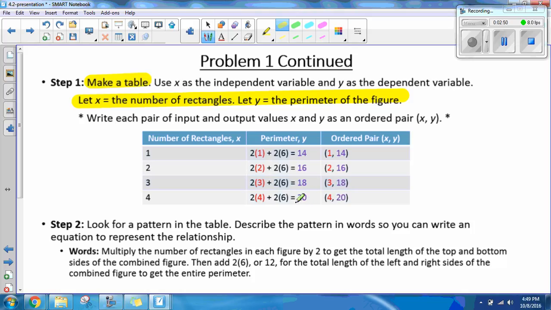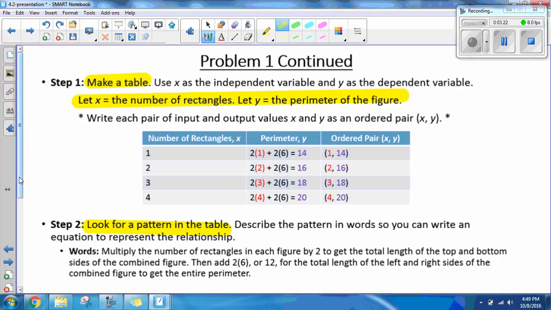We got these numbers by using the perimeter formula, 2 times the base, which is 1 when we only have one rectangle, plus 2 times the height, which is 6. So our ordered pairs will be (1, 14), (2, 16), (3, 18), and (4, 20). Next, we look for a pattern in the table in order to describe the pattern in words, so you can write an equation to represent the relationship.